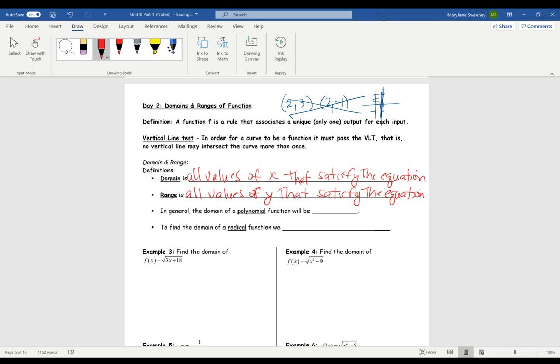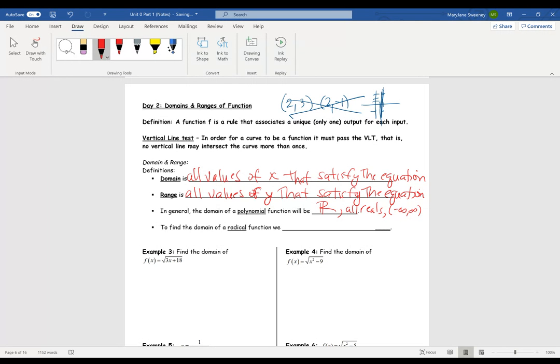In general, the domain of a polynomial function will be all reals. You can do that with the R with the double line. You could say the words "all reals." Some of you might be used to saying -infinity to positive infinity. Any of those are fine.